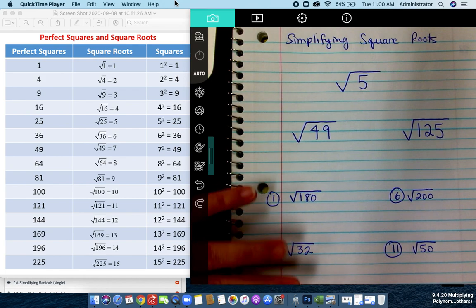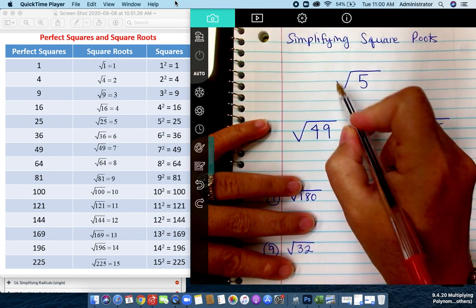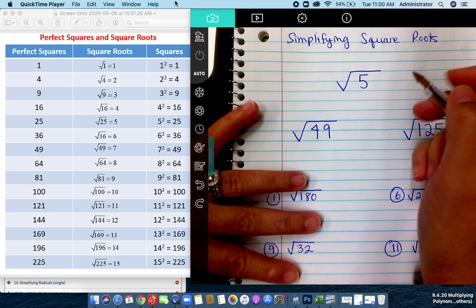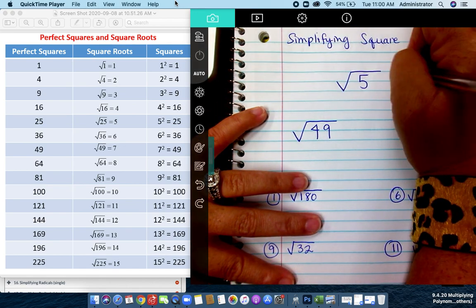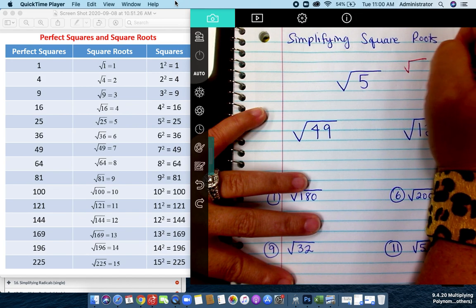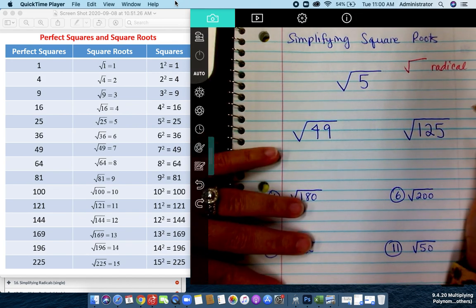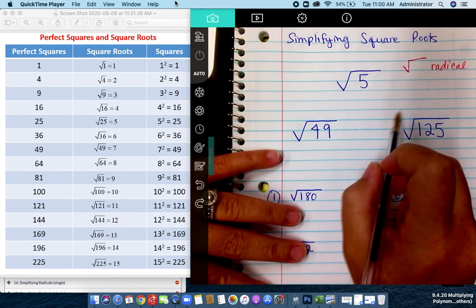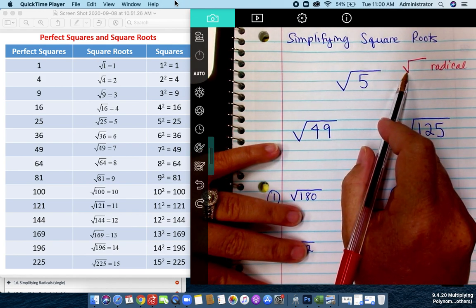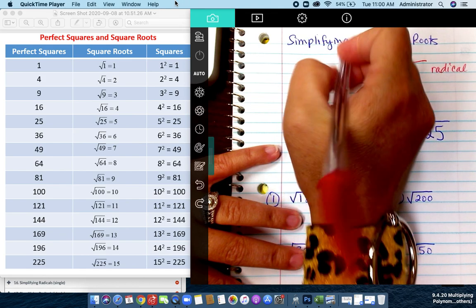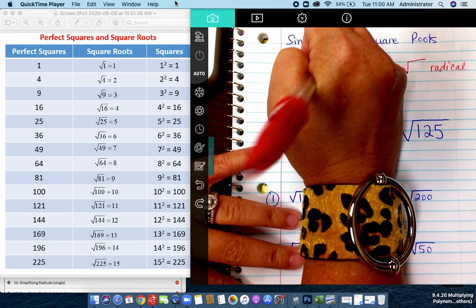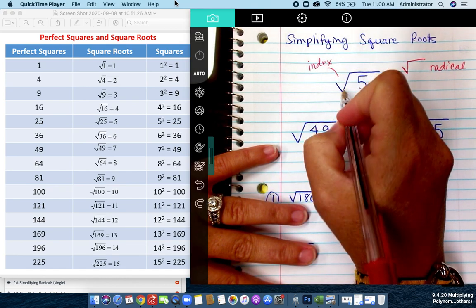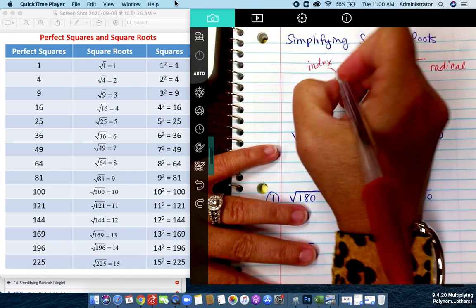So, simplifying square roots. First things first, we have to understand what this is. This symbol here is called a radical. This whole symbol. It is a radical, okay? When we look at a radical, what is also important is to look at the index. The index is the number that is in here, the crook of the radical, or the check mark of the radical.